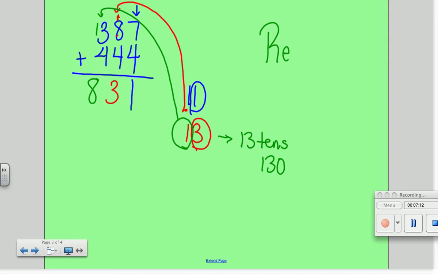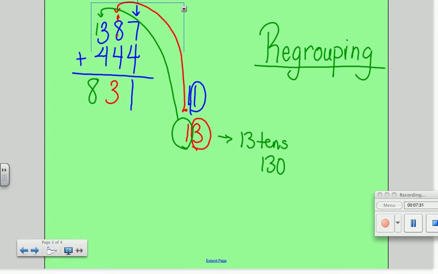This one's called regrouping. And to put this on your page in math, you can't just remember that you're doing this and not put those ones up on top. You must show these little ones on your page in order to get it right and in order to train your brain to catch them and count them. Okay?